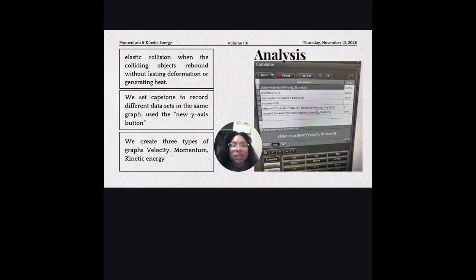So from the readings that we got using Capstone, we could create additional graphs. We created velocity, momentum, and kinetic energy. This is just a screenshot of the formula that we had to enter into the calculator part of Capstone before we started recording. And then the weight of our carts: the red cart was 2.82, and the blue cart was 2.72.